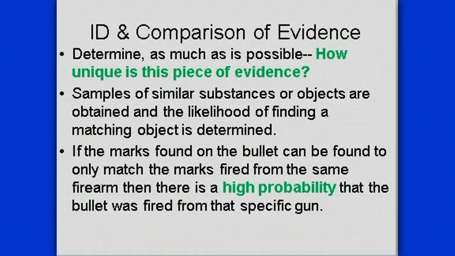So when we're analyzing that evidence, the idea is to determine as much as possible. How unique is this piece of evidence? The more unique it is, the higher the probability that we would be able to determine who committed the crime. So samples of similar substances or objects are obtained, and the likelihood of finding a matching object is determined.